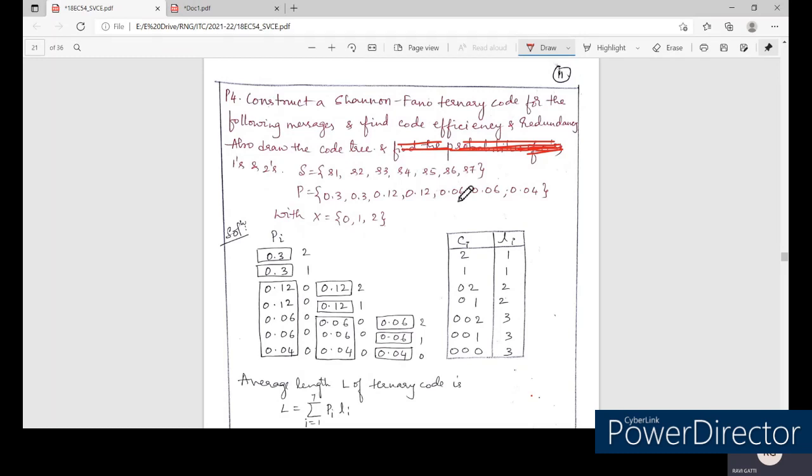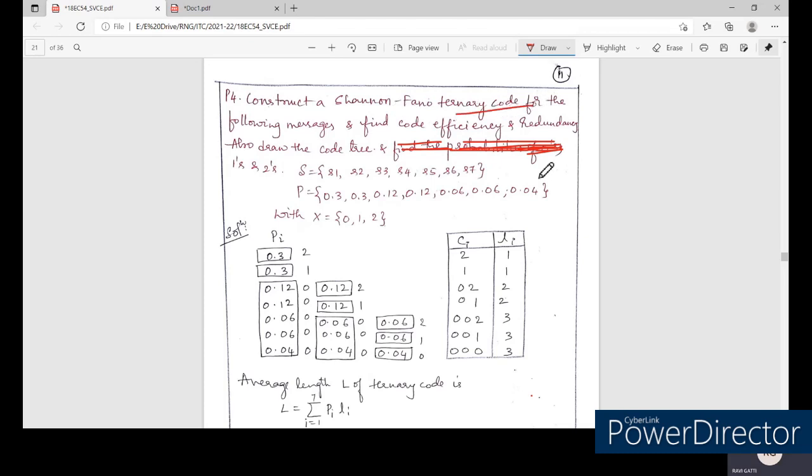In the last class, we studied how to find the solution for the Shannon-Fano encoding algorithm for the binary case. Today we are going to see how we can convert the source alphabet into a code alphabet using the same algorithm, the Shannon-Fano encoding algorithm, but for the ternary code. Let us try to solve one example using the Shannon-Fano encoding algorithm for the ternary code.